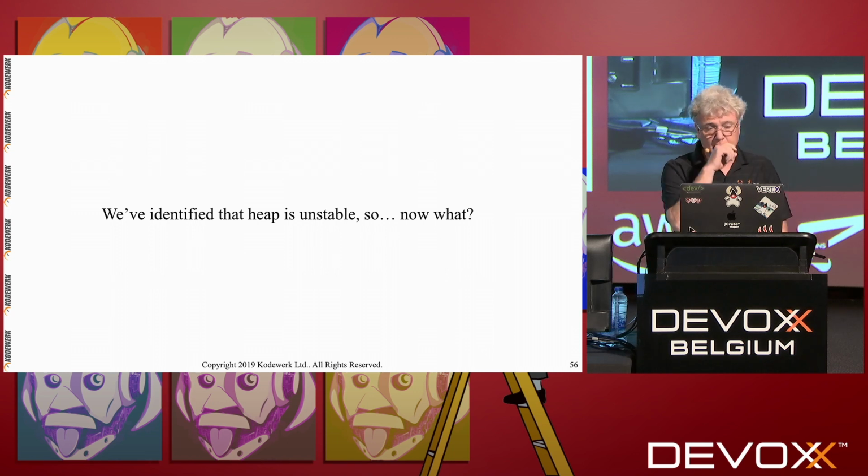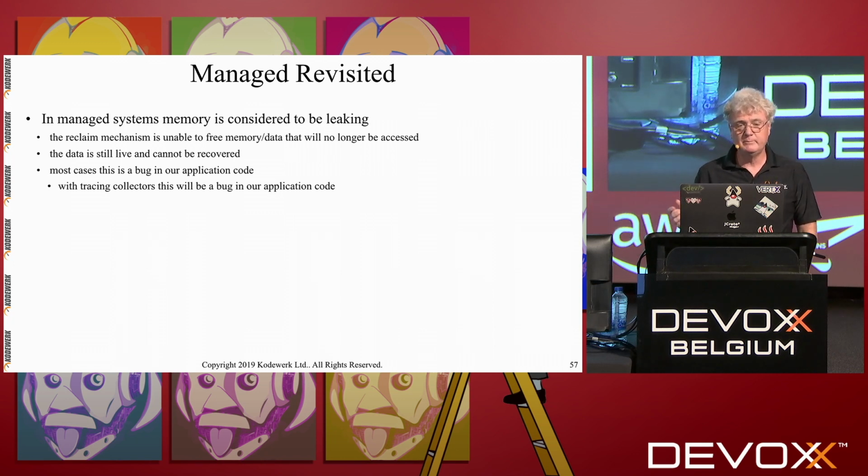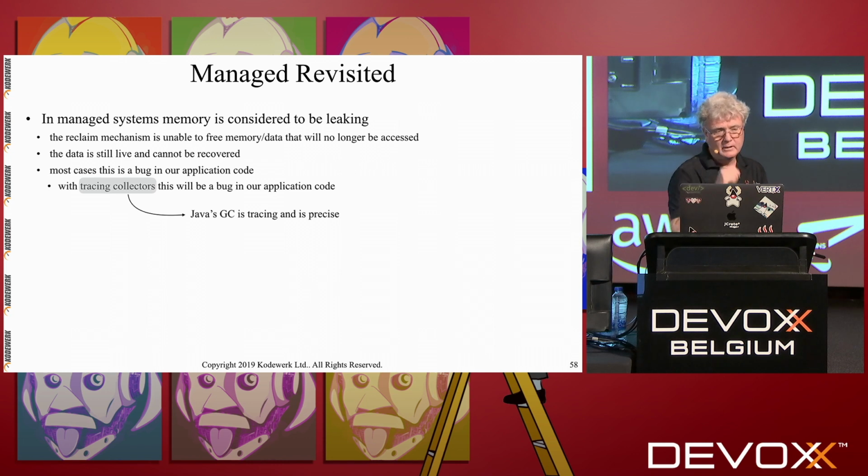That's weird. Okay, so we've identified that the heap is unstable, so now what? If we look at managed memory revisited, in managed memory systems a leak is considered to be when the reclaim mechanism is unable to free memory that will no longer be accessed. It stays alive and cannot be recovered. In most cases, that's a bug in our application code. And we know this because with tracing collectors, which Java is, the tracing is precise. So anything that's not reachable is going to be collected. So unused data that is reachable from a GC root is what we're seeing.